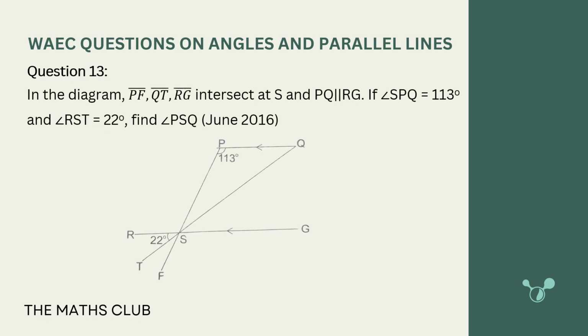Question 13 says that in the diagram PF, so where's PF? This PF, QT, and RG, they intersect at S. Great. So if SPQ, this angle here, is 113 degrees, and RST is 22 degrees, we should find the value of PSQ. So this angle here, we should find the value.